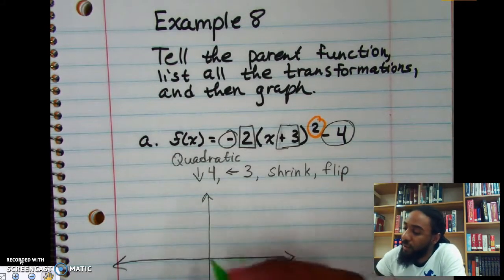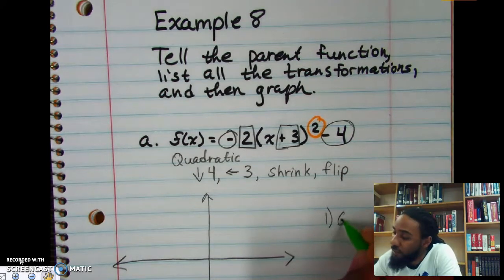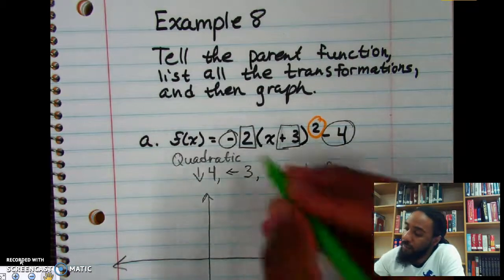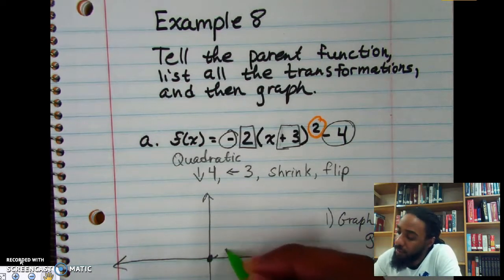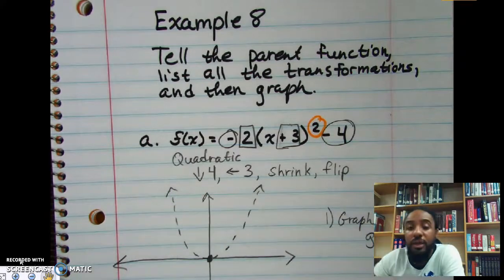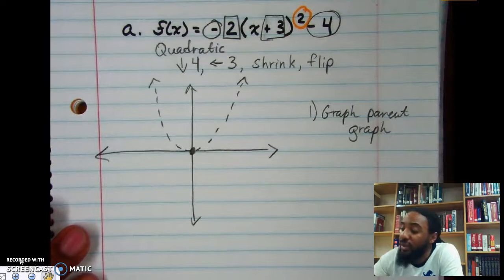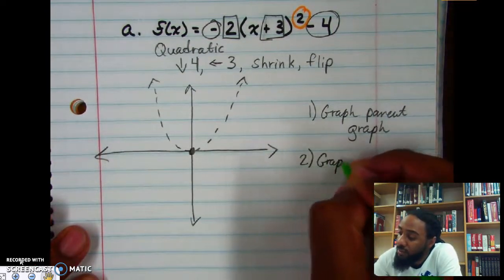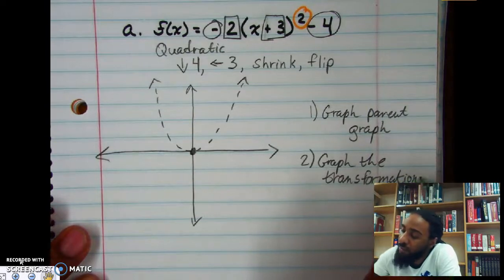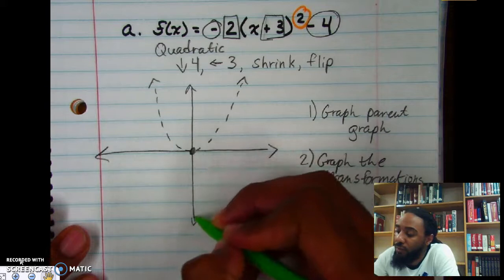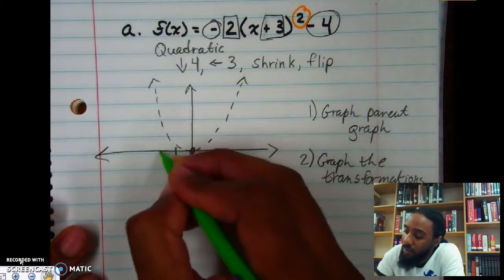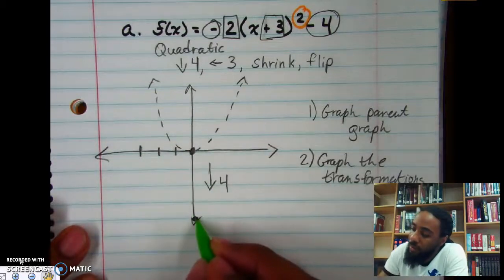All right, so we know we're dealing with our quadratic function. That's the first thing. So we graph the parent graph. So we know that's the parabola. Okay, so we've got the parent graph going on there. All right, so now we start making our transformations. Here we're going to go down 4. 1, 2, 3, 4. So we went down 4. And then we're going to go again to the left 3. So take that point and go left 3.